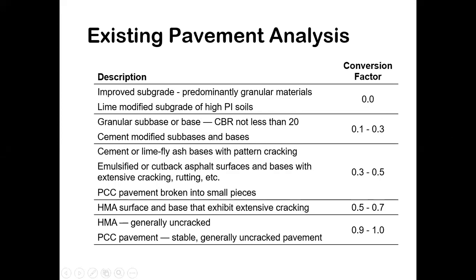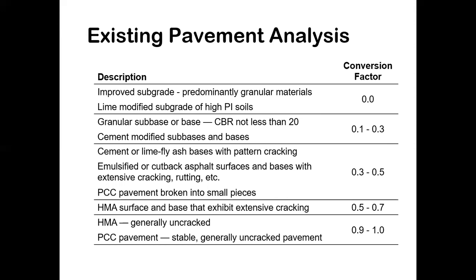Now, the third method is where you use these conversion factors to know the effective thickness of an existing pavement. So, if you have improved soil subgrade, having predominantly granular material or lime modified, your conversion factor is 0. So, for us, you can always say that you don't give any weightage to an improved subgrade. It's always 0.